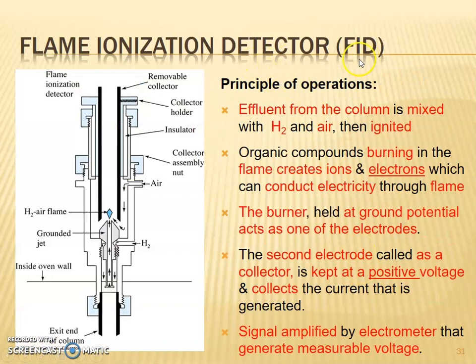Right, so for the FID, the principle of operation: effluent from the column is mixed with hydrogen gas and air, then ignited. The organic compound burning in the flame creates ions and electrons, which can conduct electricity through the flame. The burner, held at ground potential, acts as one of the electrodes. The second electrode, called the collector, is kept at a positive voltage and collects the current that is generated. Lastly, the signal is amplified by the electrometer, which generates a measurable voltage.